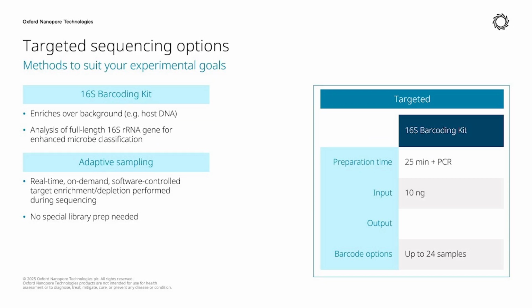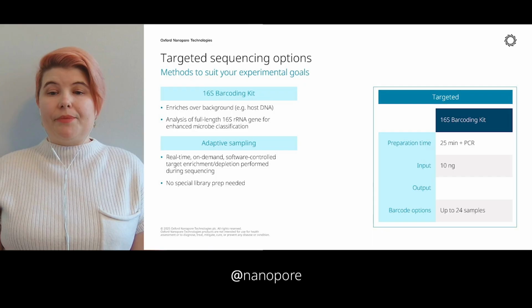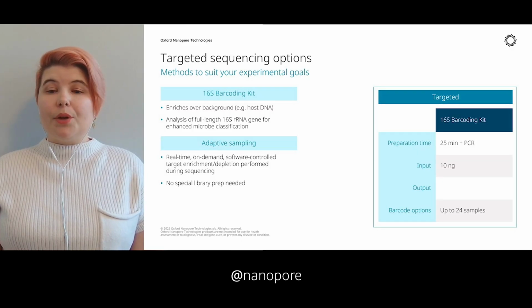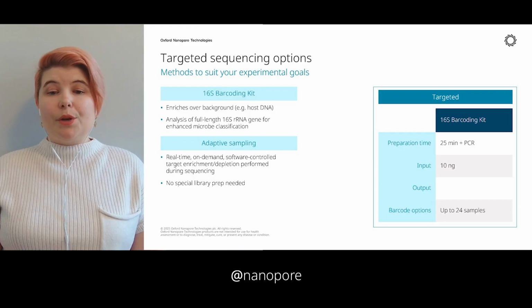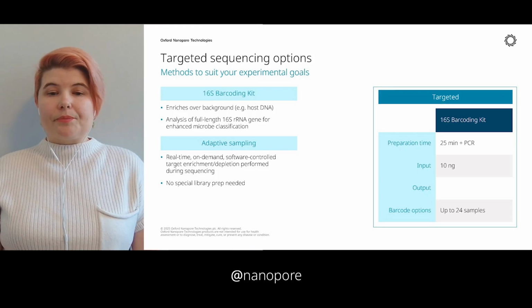Oxford Nanopore Technologies also offers targeted sequencing solutions for those interested in exploring specific regions of a genome. This includes the end-to-end 16S sequencing workflow, where the 1.5 kb conserved 16S ribosomal RNA gene is targeted for enhanced bacterial identification. From an input of only 10 nanograms, this method enables multiplexing of up to 24 samples and a quick turnaround time, with a 25-minute library preparation step after PCR.